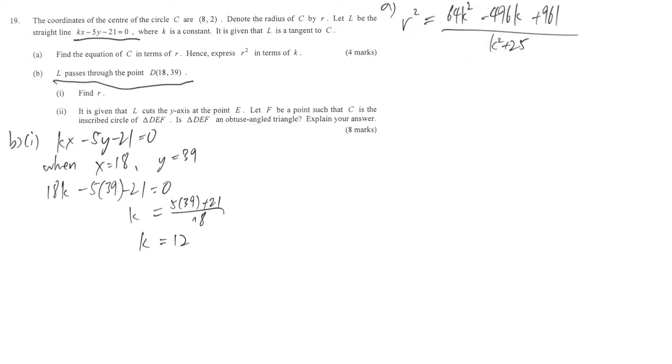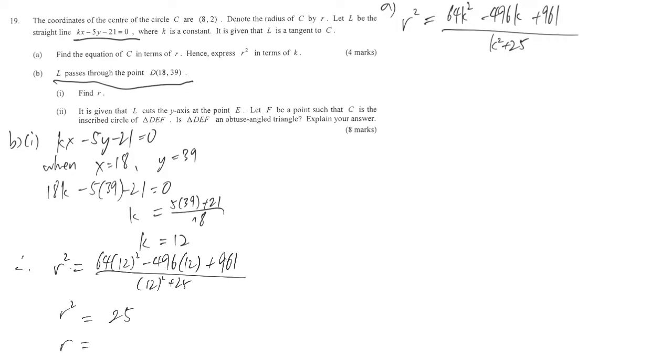So, part B continues with r square equals 64 times 12 square, not k square but 12 square. So r square, if you use calculator, it gives you 25. That means r is equal to 5, or r equal to negative 5, rejected.